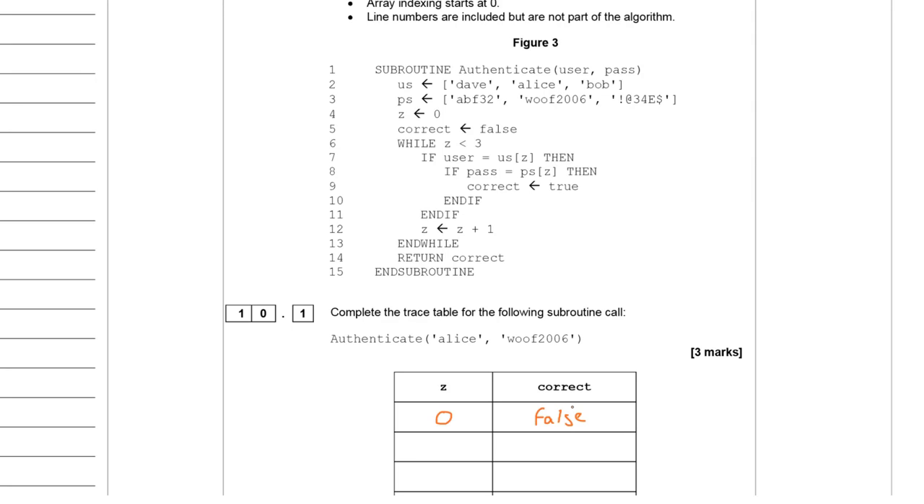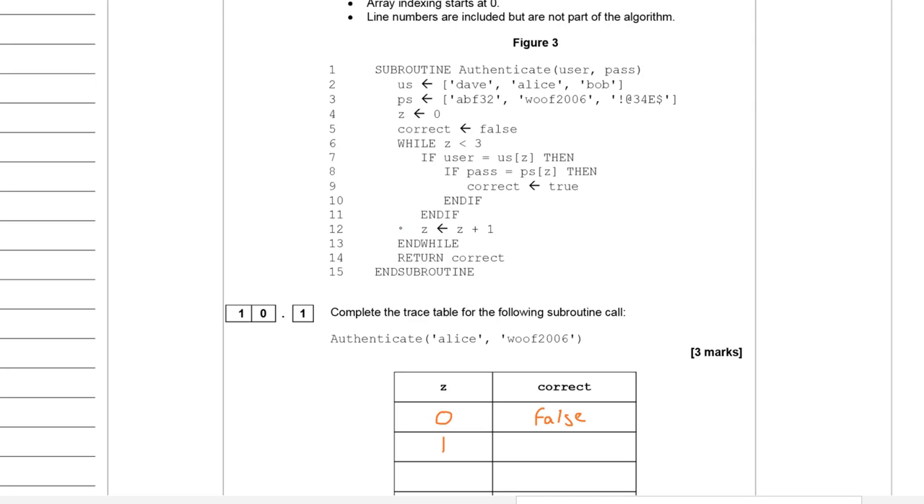And then while Z is less than 3, we check to see if this username, Alice, equals the index of Z, which is 0 here. So does user equal the index of Z? No, it doesn't. Dave is not Alice. So we skip that one and increment Z. So Z now becomes 1.